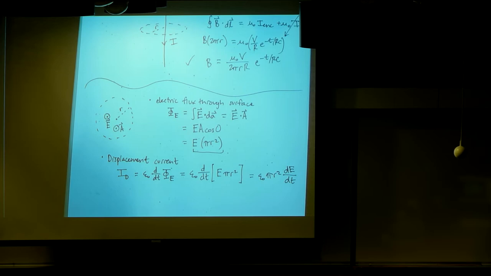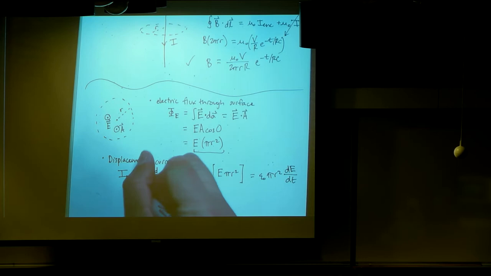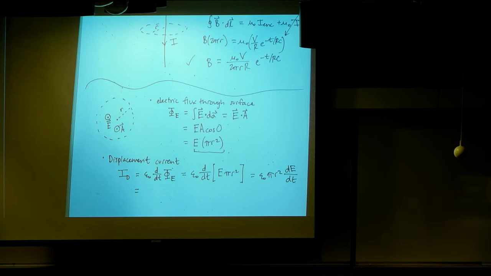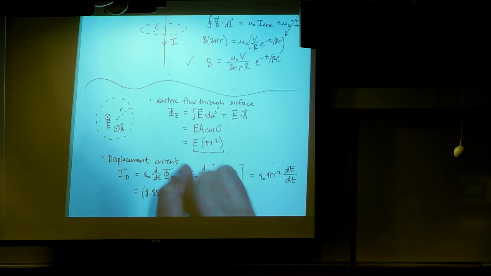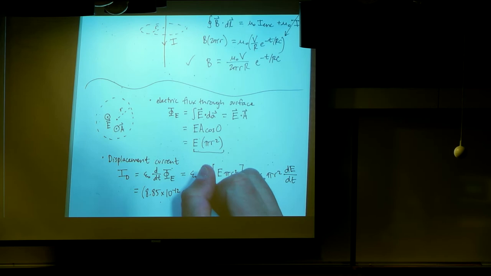So we can now put a number to that. We have various constants here. You guys remember what epsilon naught is equal to? Is it 8.85? Yeah, epsilon naught is 8.85 times 10 to what power again? Negative 12. Does anyone remember the units on this? It's coulomb squared divided by newtons times meters squared. I know it's a weird unit, but that's what it is.